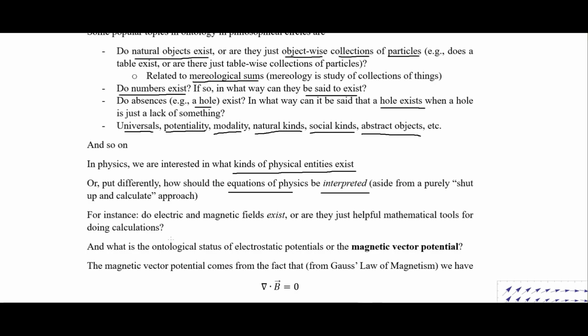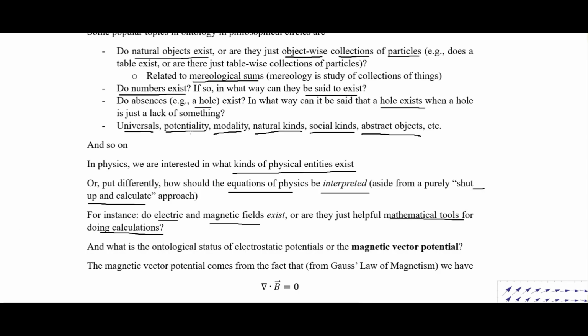Another one, and this is the one we will be talking about here. Do electric and magnetic fields exist, or are they just helpful mathematical tools for doing the calculations? We want to shut up and calculate, so these fields are not something we have to say exist or don't exist. They're just helpful to think about if we are trying to do the calculations. This goes to the debate between Carnap and Quine about what you are committed to having in your ontology in a field of science.